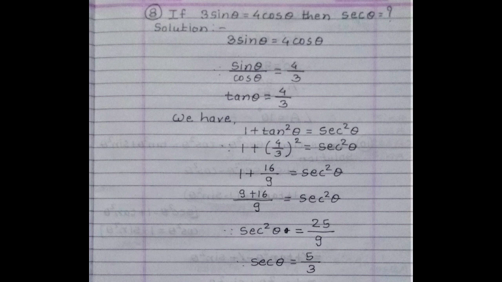Now again the same equation: 1 plus tan square theta is equal to sec square theta. So 1 plus, instead of tan square theta we substitute the value, that is (4 upon 3) square, equal to sec square theta. So 1 plus 16 upon 9 equal to sec square theta. Again common denominator: 9 plus 16 upon 9 equal to sec square theta. So sec square theta is equal to 25 upon 9. So taking square root, sec theta is equal to 5 upon 3.